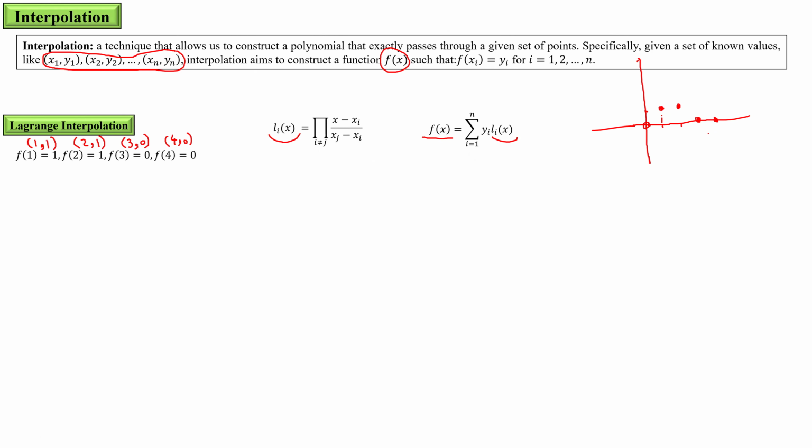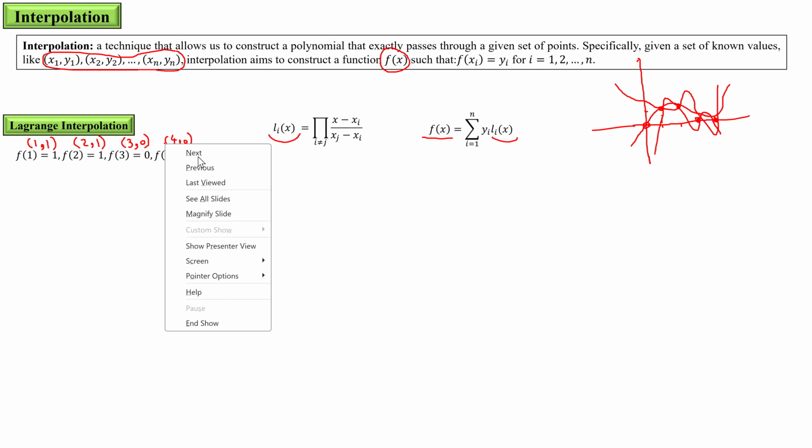Now we want to have a polynomial that is passing through these four points. So maybe the polynomial is this one, or maybe the polynomial is something like this, or a polynomial is something like this, who knows, right? So we want to see which of these polynomials is accessible using Lagrange interpolation.